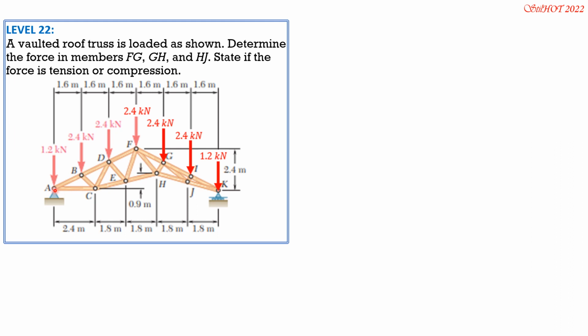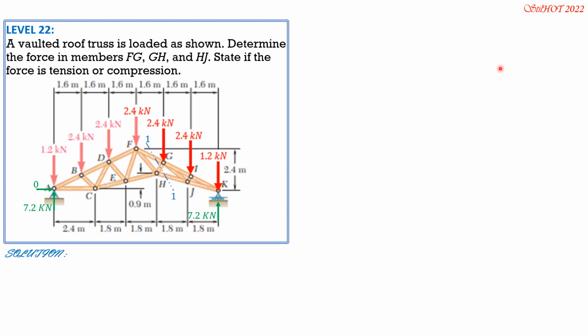So the vertical reaction at A and K will be 7.2. The horizontal reaction at A is 0 because there's no inclined load. So 7.2, that's also 7.2, where 7.2 is you add all these loadings divided by 2. So we don't need to sum up moments at A or at K to solve these reactions. Then we consider this sectioning through HJ, GH, and FG. And let's consider all forces to the right, the simpler and lesser forces involved.